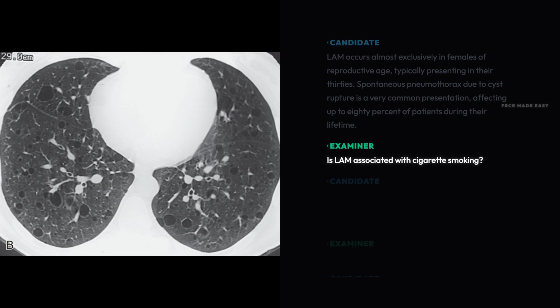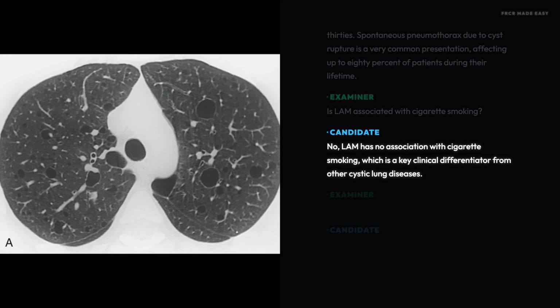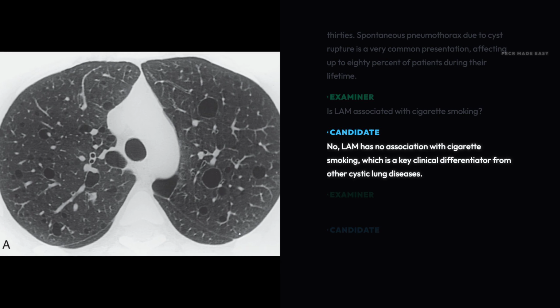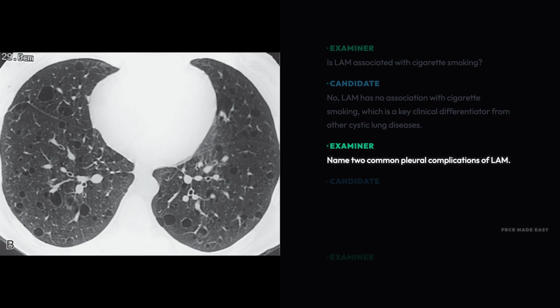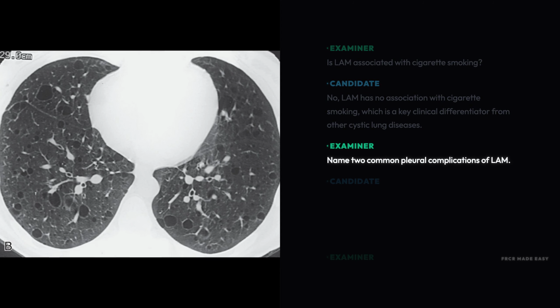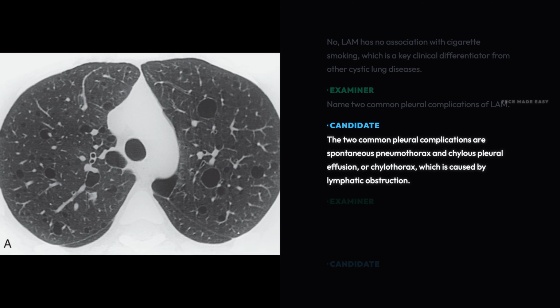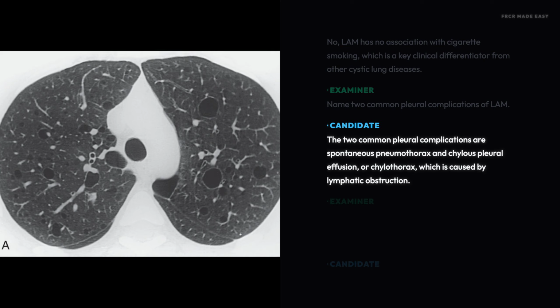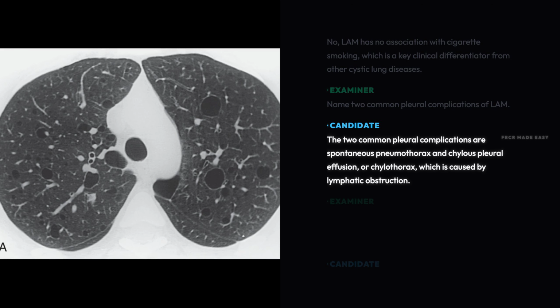Is LAM associated with cigarette smoking? No, LAM has no association with cigarette smoking, which is a key clinical differentiator from other cystic lung diseases. Name two common pleural complications of LAM. The two common pleural complications are spontaneous pneumothorax and chylous pleural effusion, or chylothorax, which is caused by lymphatic obstruction.